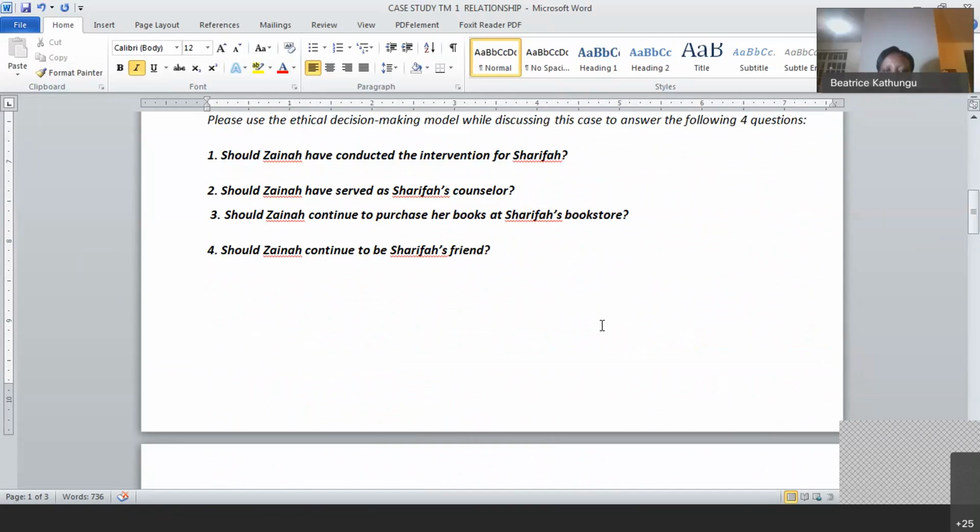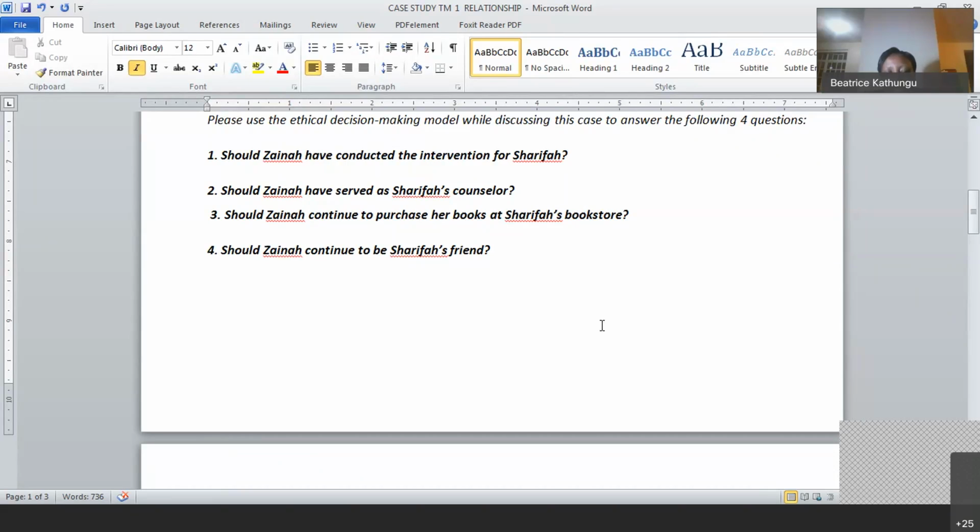Okay, so for the initial intervention, you think Zaina was ethically right in facilitating the intervention for Sharifa? Yes, because she took the client's welfare into consideration. Under the counseling relationship, addiction professionals must put their client's welfare into practice, such that the client's welfare is their concern. So Zaina was concerned for Sharifa. That was why she intervened. Okay, thank you for that.